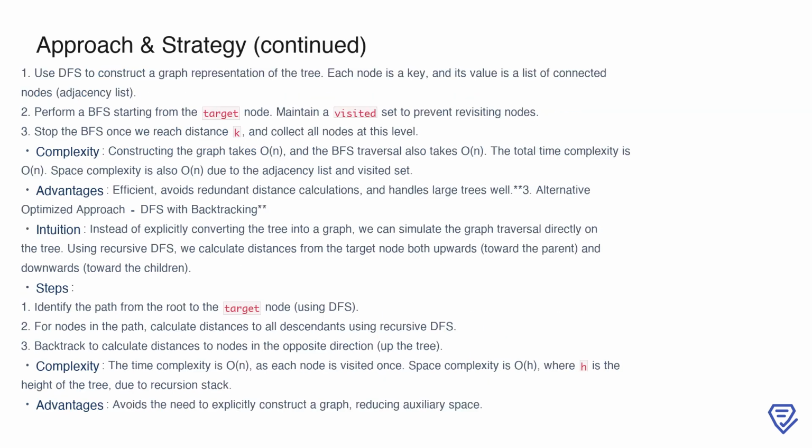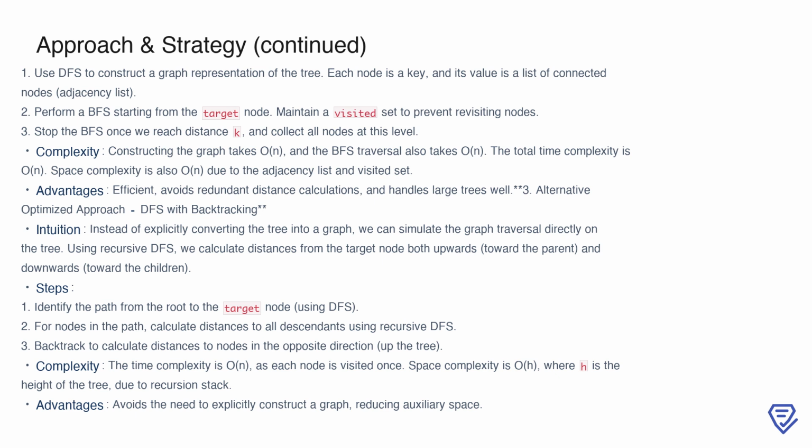To implement the graph-based approach, we start by constructing a graph representation of the binary tree. Using a depth-first search, we create an adjacency list where each node is a key, and its connected nodes are stored as values. Once the graph is built, we perform a breadth-first search starting from the target node. During the BFS, we maintain a visited set to ensure that no node is processed more than once.